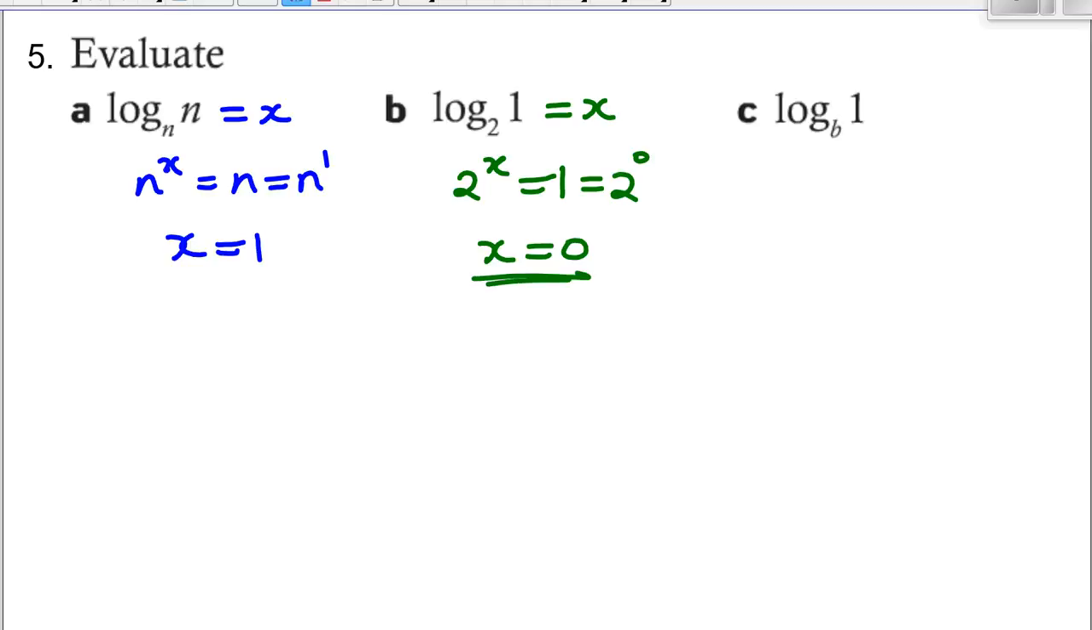Next one, of course, you can guess it's just equal to 0 because it's very similar to B. We can work it out if you want to see what's happening. If you let this be equal to x, you'll have b to the power x is equals to 1, which is equals to b to the power 0, and then x is equals to 0.